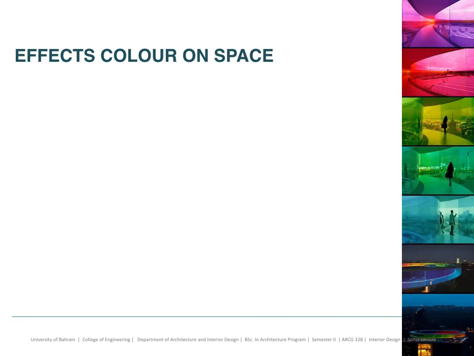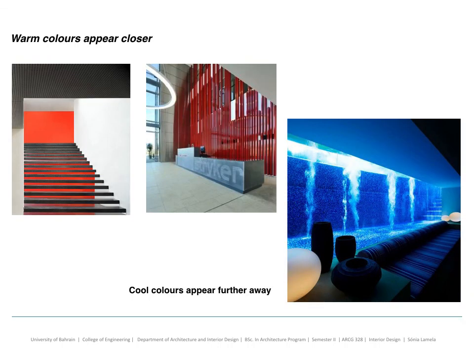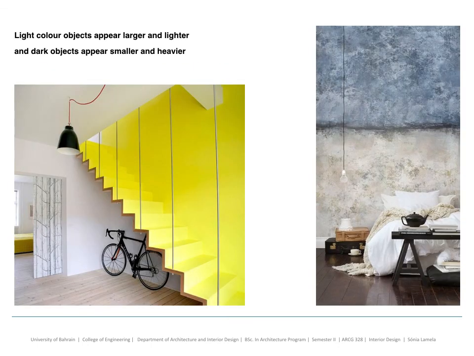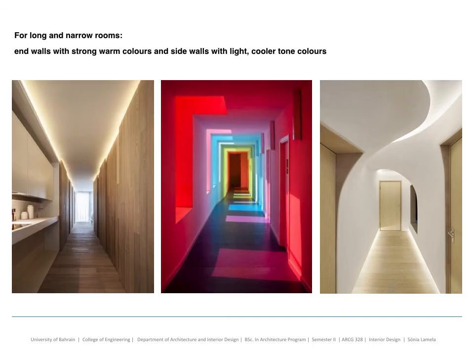Now just some slides to show how the color and the light affect the space. Warm colors appear closer and cool colors will appear further away from our eyes. At the same time, light color objects will always appear larger and lighter, and dark objects will appear smaller and heavier when we look at them.